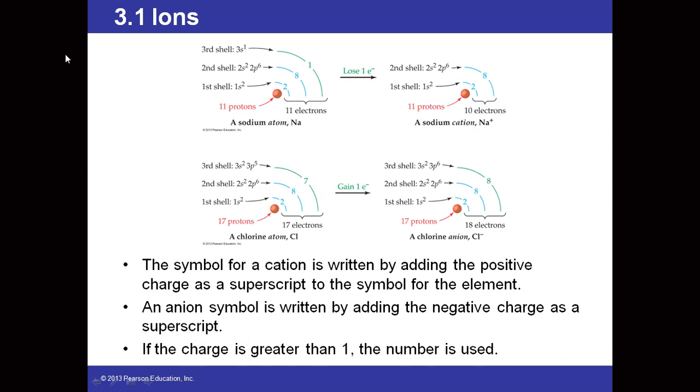Now the symbol for a cation is written by adding a positive charge as a superscript. You can write a number if there's more than one. However, if there's only a positive one charge, meaning it has lost one electron, a plus sign is enough. For an anion, the symbol is a negative charge in the superscript, and unless there's more than one, the negative sign is sufficient. So again, to recap, for both the anion and the cation, if there's more than one electron lost or gained, you'll want to use a number along with that sign.